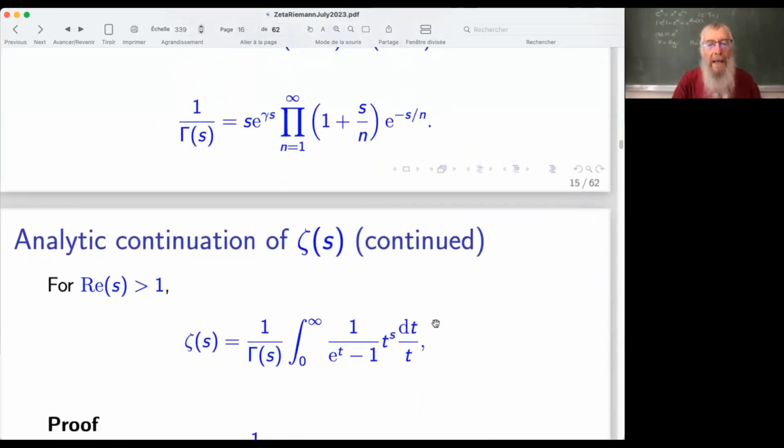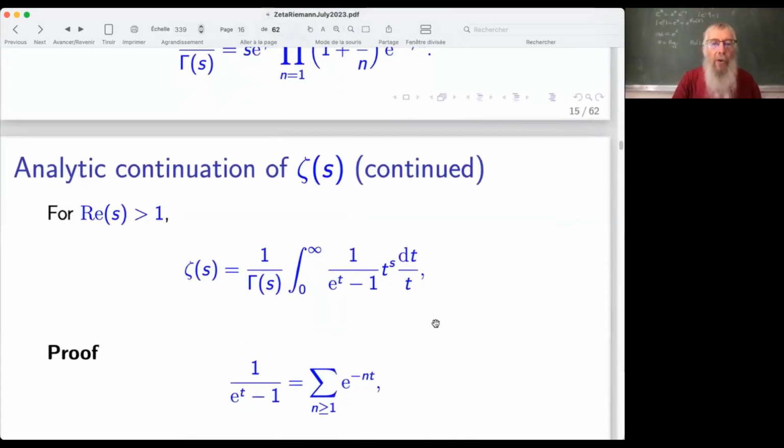Okay, so there is another way to prove the analytic continuation of zeta of s. And this other way is to prove the following formula. Zeta of s is 1 over gamma of s times the integral from 0 to infinity of 1 over (exponential of t minus 1) times t to the s dt over t. So this gives a connection between zeta of s and gamma of s. This formula will be very useful for studying the zeta function.